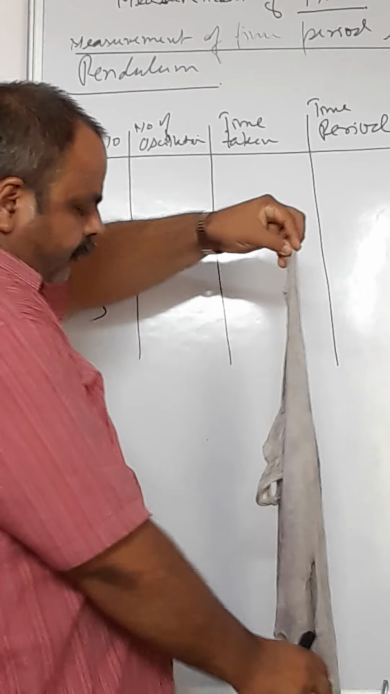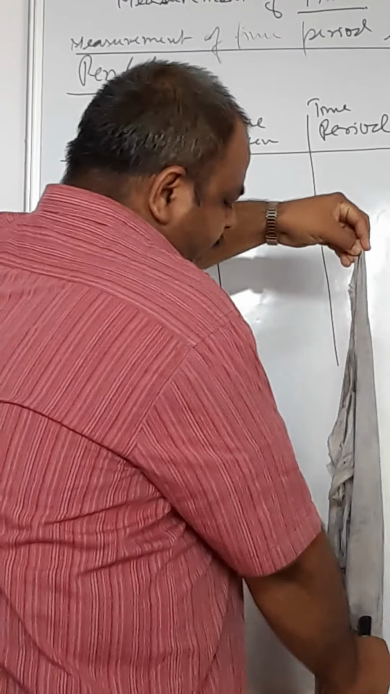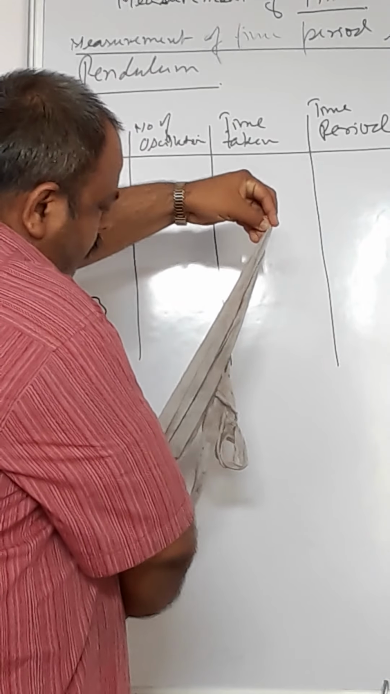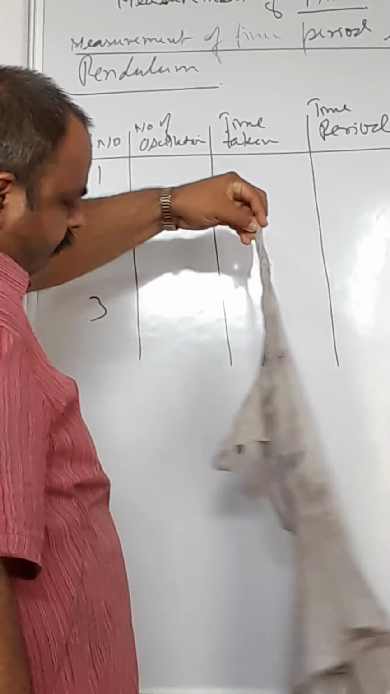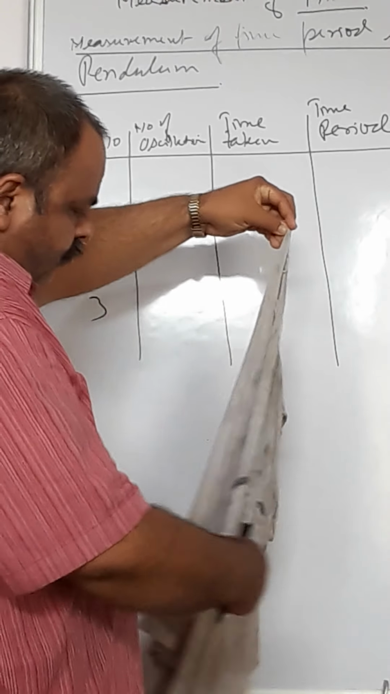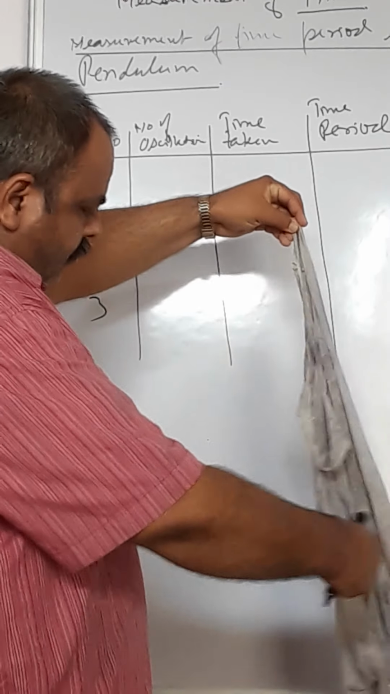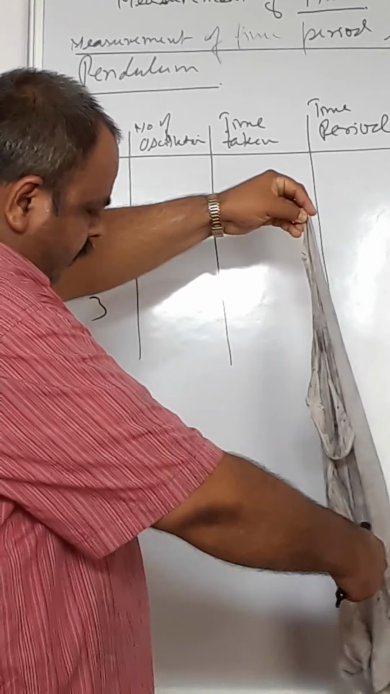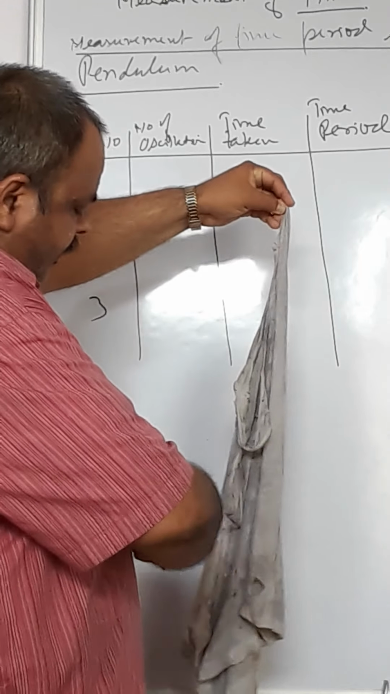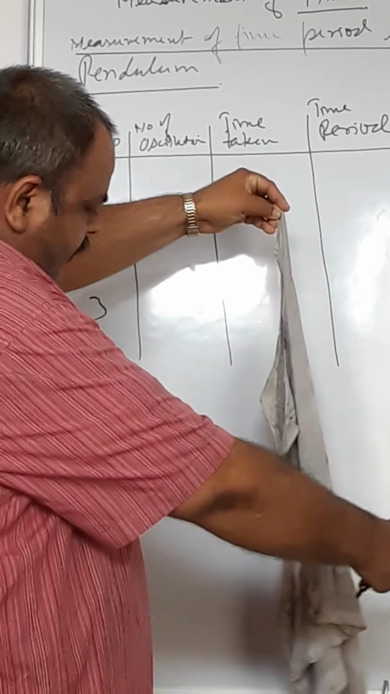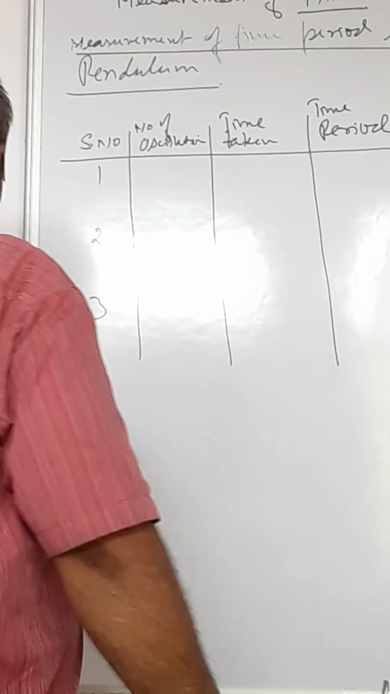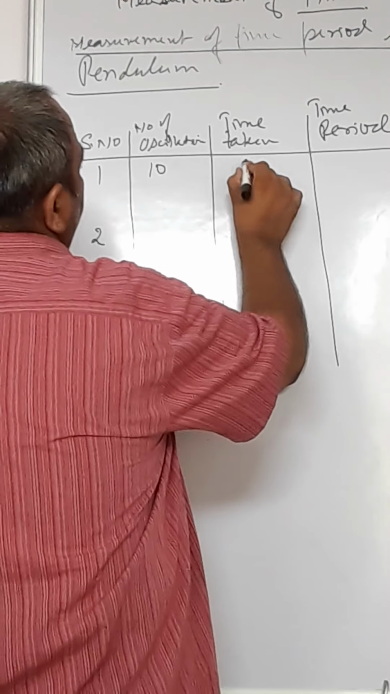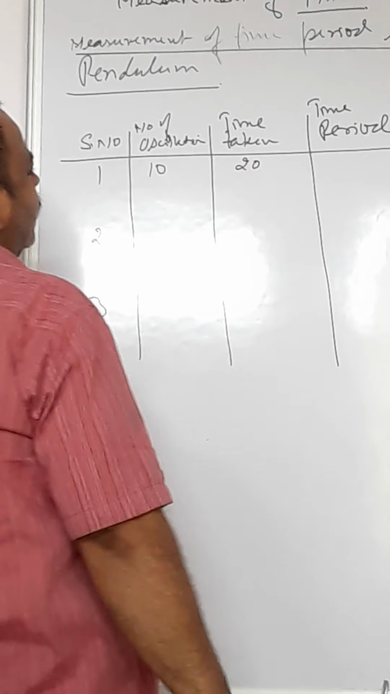If this is the pendulum, I made it vibrate from the extreme position. I leave it: 1, 2, 3, 4, 5, 6, 7, 8, 9, and 10. For 10 oscillations, the time period is 20 seconds.